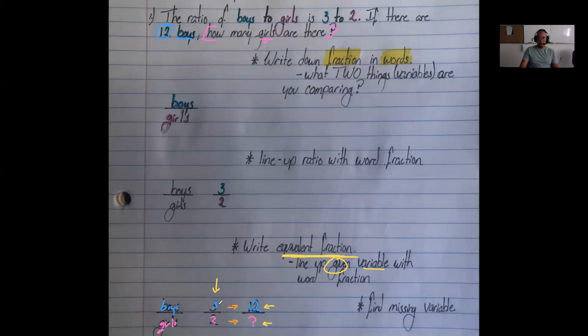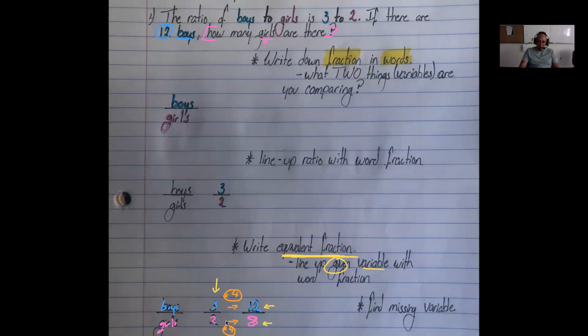All right. Well, we're either going to multiply or divide. To get from 3 to 12, we have to multiply 3 by 4. We have to increase it by a factor of 4. And that is what I must do to the denominator as well. Multiply it by a factor of 4. All right. 2 times 4 is equal to 8. Ladies and gentlemen, that means that if I follow this ratio, if I have 12 boys, I need to have 8 girls. These two fractions are equivalent.